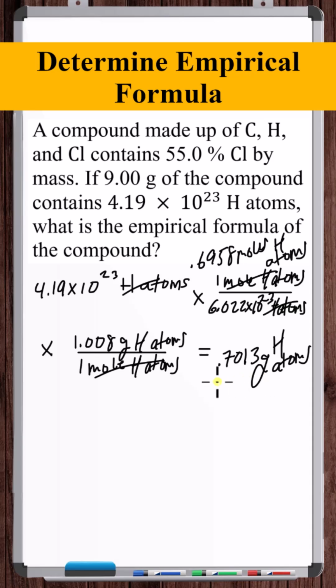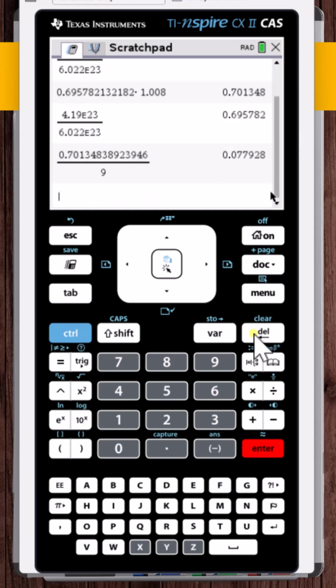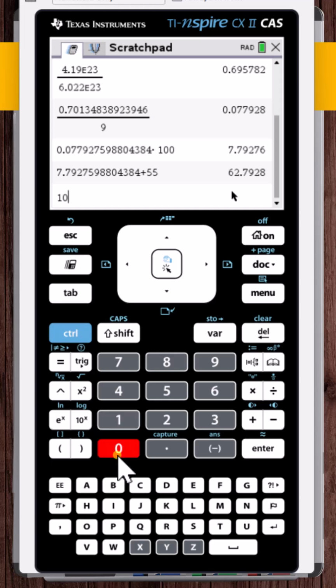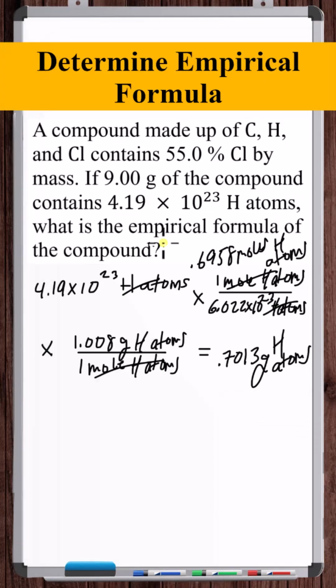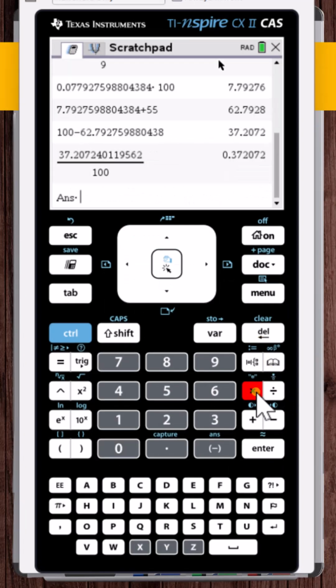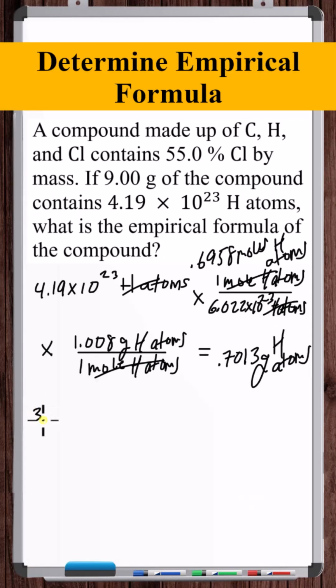Okay, but now that we have the grams of hydrogen atoms, we can divide this by 9 to get the percent hydrogen. Add 55%. Now 100 minus this is the percent of carbon atoms by mass. 37.2% of carbon. So multiplying that by 9, so divide by 100, multiply by 9, you have this many grams of carbon. So let's convert this to moles.